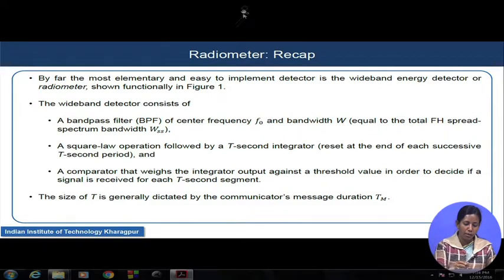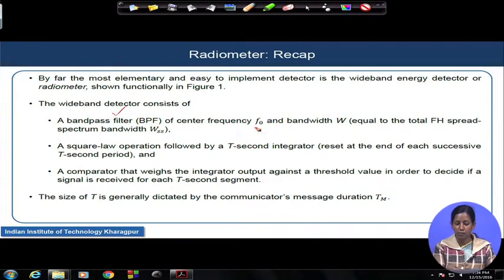So, that was the typical architecture of the radiometer, and we saw that it consists of mainly three components, plus a comparator. A band pass filter has a center frequency f0 and bandwidth W, and this W is equal to the total frequency hopped spread spectrum bandwidth WSS. Then a square law detector block, followed by a T second integrator. Lastly, a comparator weighs the integrator output signal against a threshold. The size of T is generally dictated by the communicator's message duration Tm. So, these are all the parameters that we have already learned.